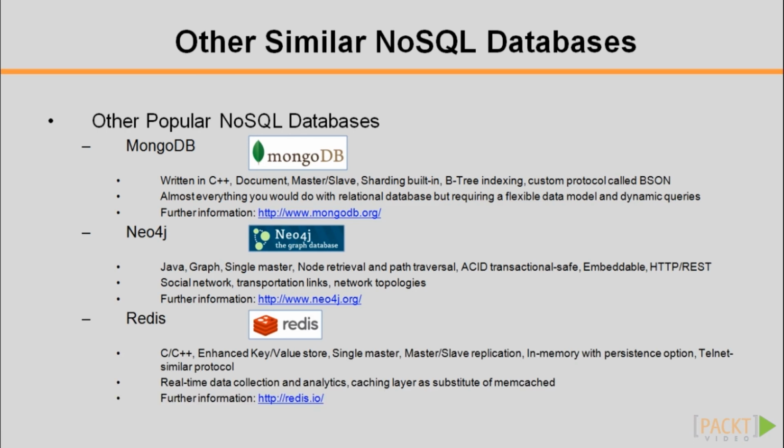Redis is basically an enhanced key-value store developed in C++. It is also a single master model with master-slave replication. It can store data in memory with persistence option and uses a Telnet-similar protocol. It provides richer functions than Memcache does, and so it's very suitable for caching and real-time data collection and analytics.